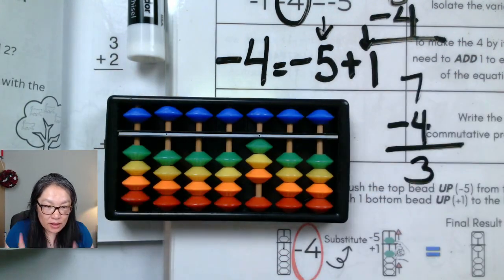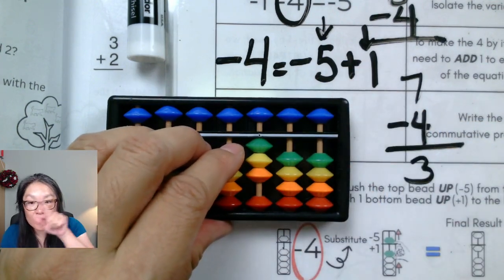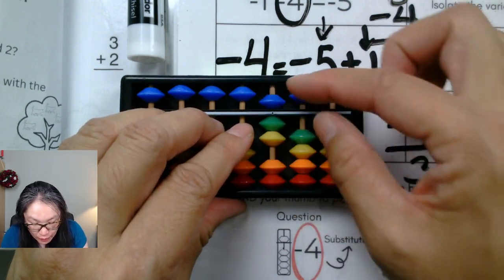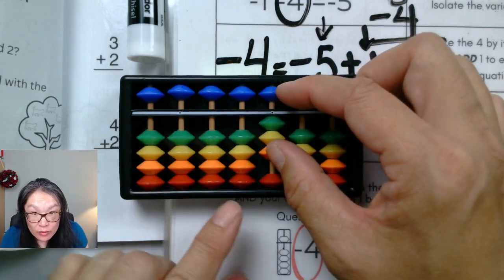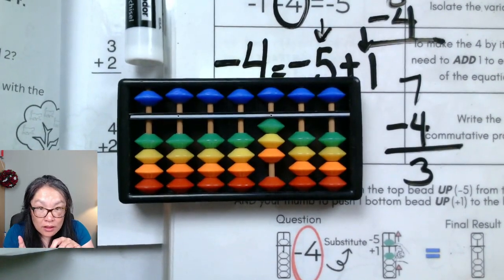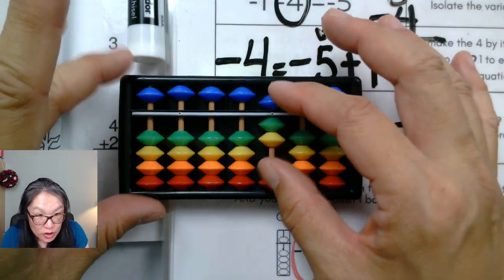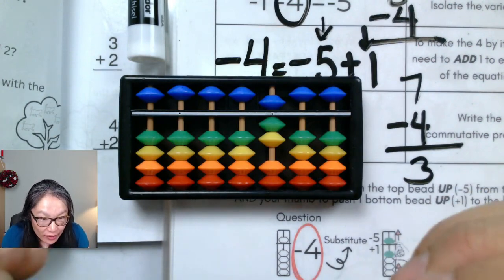Does that make sense? So what we did is we did the plus and now we're doing the minus. Notice when I add the 4, I'm moving the top bead and the bottom bead. When I subtract the 4, I'm only moving the top bead and the bottom bead. Does that make sense? So now we're looking at number patterns. There you can see the patterns.